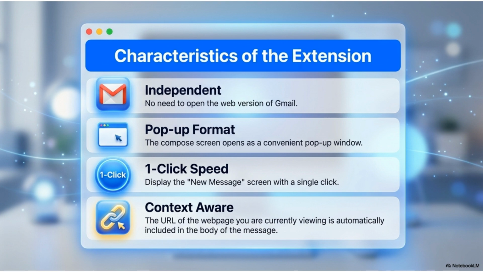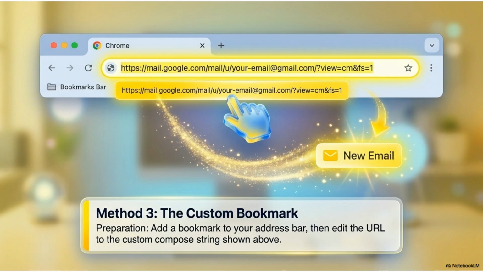Characteristics of the extension. The key characteristics of Method 2 are that it is independent, meaning no need to open Gmail first, and it offers one-click speed. Because it's context-aware, it's the perfect tool for quickly sharing interesting web pages with colleagues or friends without copying and pasting.